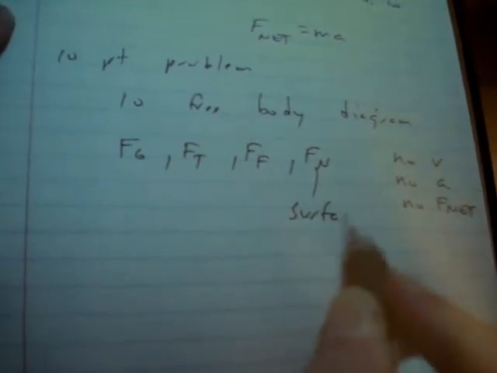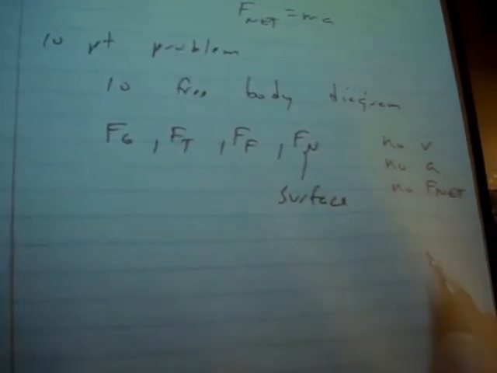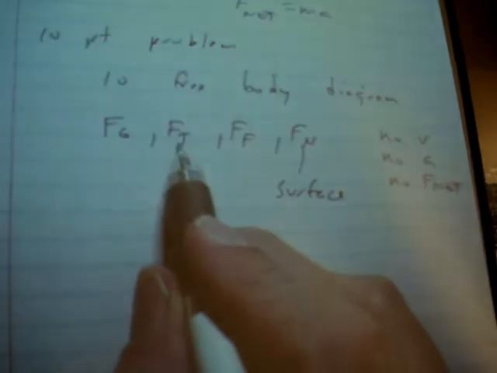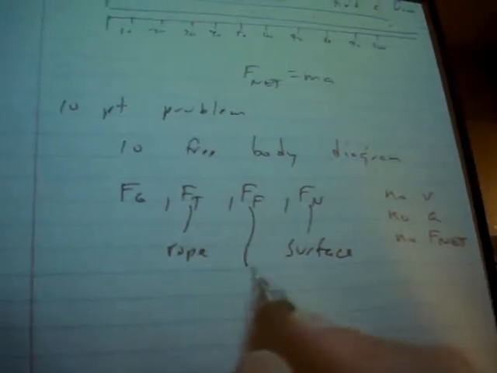When do you have a normal force? When there's a surface. No surface, no normal force. When do you have a tension? When there's a rope. No rope, no tension. When do you have friction? When there's not a frictionless surface.